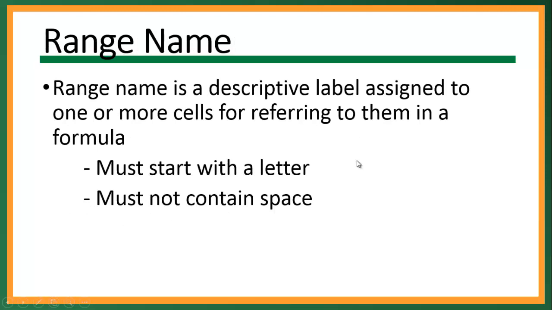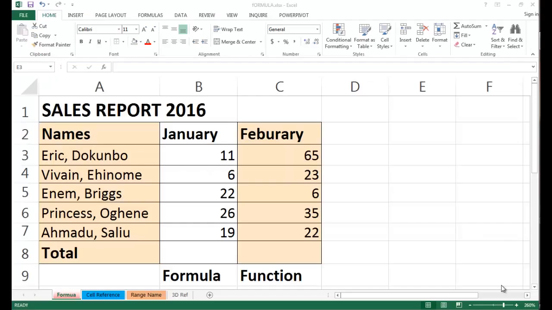Range name is a descriptive label assigned to one or more cells for referring to them in a formula. Something particular about range name, it must start with a letter, must not contain space. Those are compulsory.